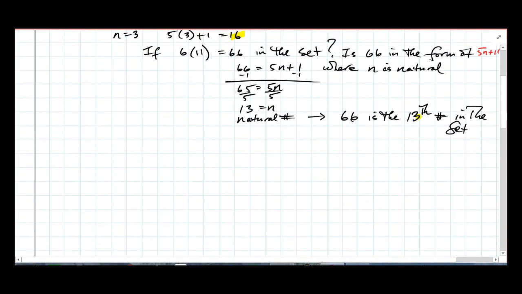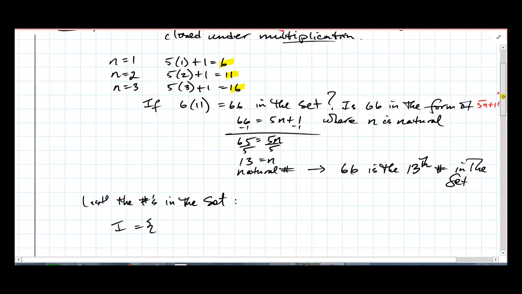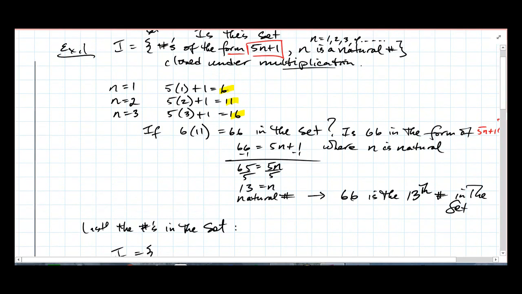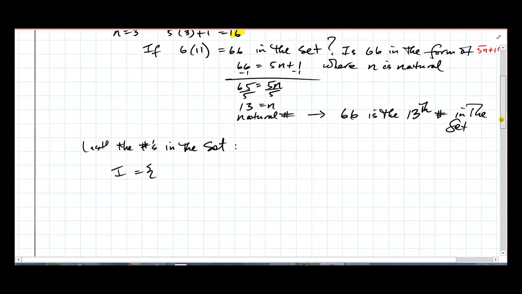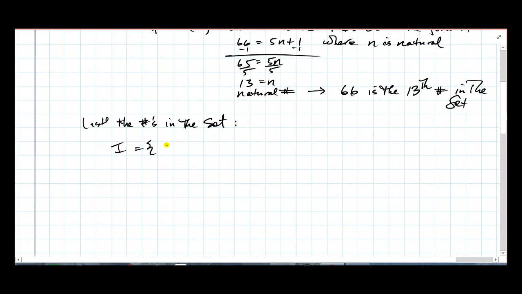Okay, so let's list the numbers in the set. Let's go to the 13th number. Here we go. So set I. Okay, so if we go back up here, the first number is 6, and then 11, then 16. First, second, third, right? We already did that work, so I don't have to show it again. So 6, 11, 16, and there's obviously a pattern. What's the pattern? Well, you simply add 5.